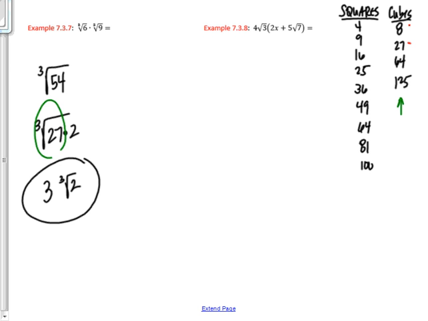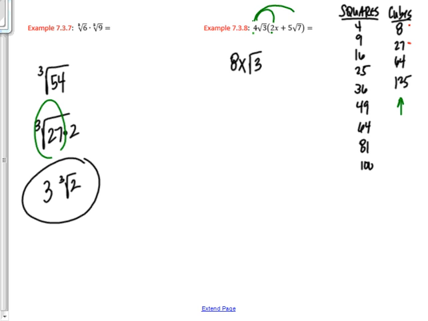But when you've got something right outside of parentheses, you distribute. Okay, you can multiply things together that aren't under a radical, and you can multiply things together that are. So when I distribute, I can multiply the 4 by the 2x and get 8x on the square root of 3. I just have to bring that square root of 3 along.